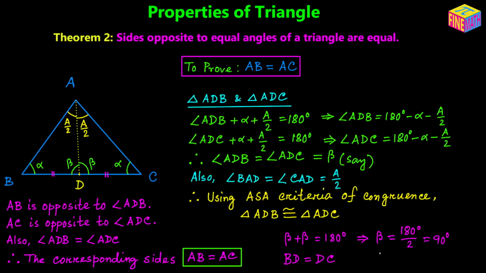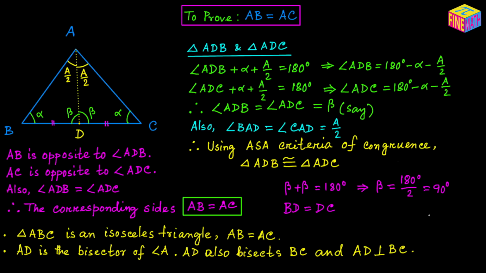So because we have been able to prove that AB is equal to AC, this is an isosceles triangle, and AD seems to be a perpendicular bisector of the opposite side, and AD itself is a bisector of the angle A. So let's make a few notes here. So here I have noted that triangle ABC is an isosceles triangle where AB is equal to AC, and then AD is the bisector of the angle A, which is the angle BAC, and AD also bisects the opposite side BC. It just happens to bisect it.